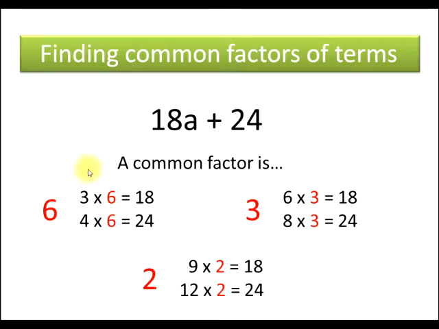So when there is more than one common factor, we always start to talk about the highest common factor. In this instance, we would say that 6 is the highest common factor purely because it's a higher number than the other two.